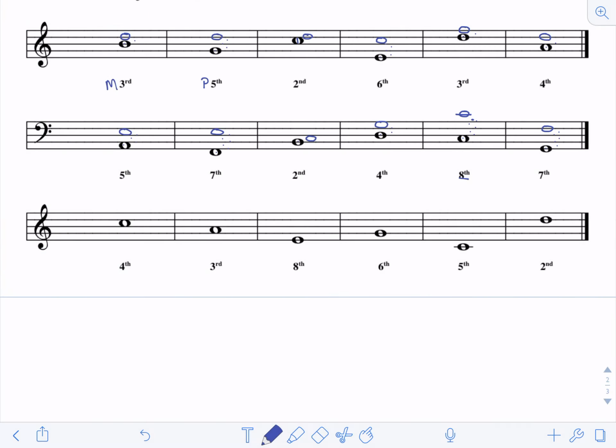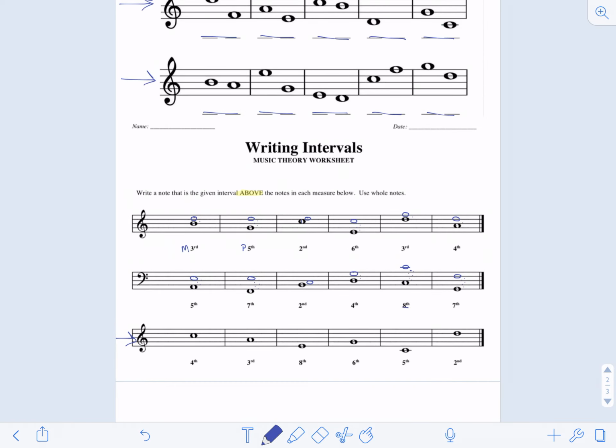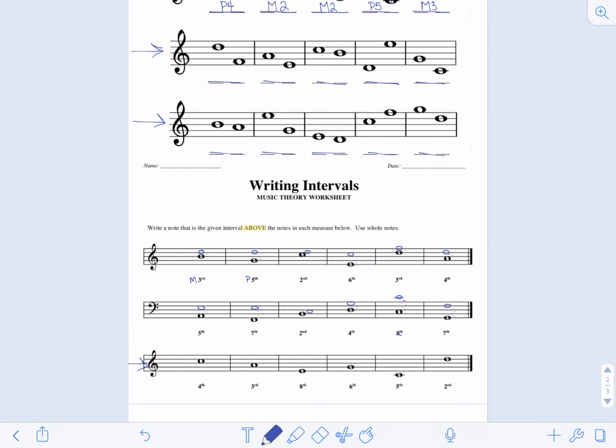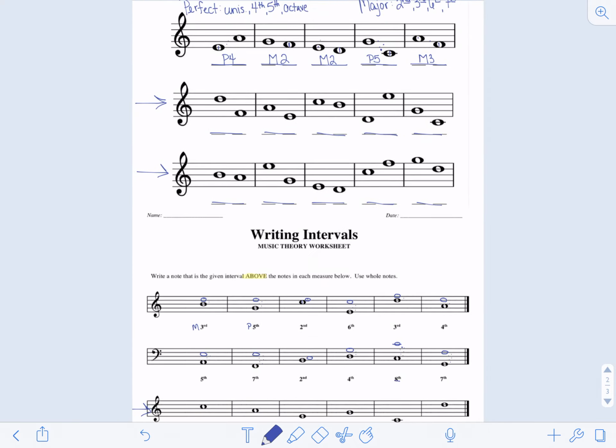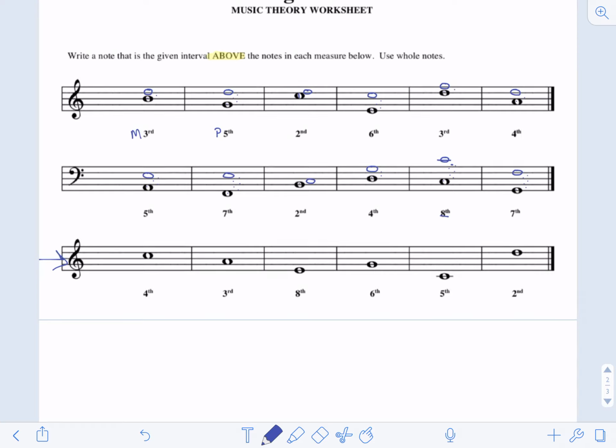See what you've got, what you can remember. Okay, you do have permission to work quietly with each other, but if you start to get too loud and we need to go back to working individually, we will do that. Good luck, do your best.